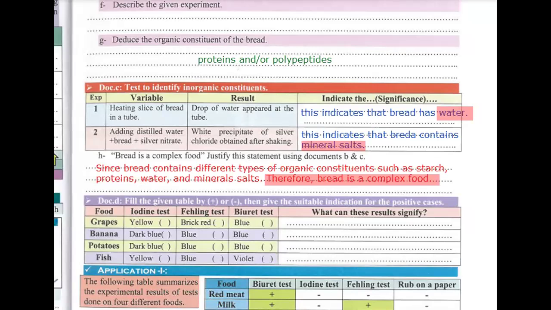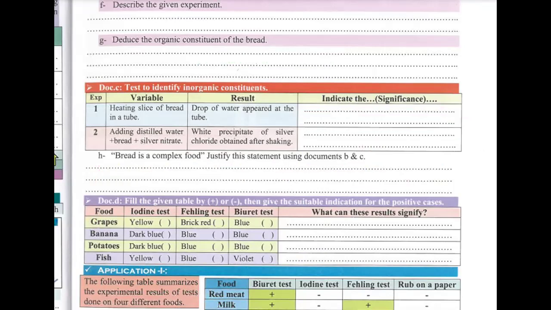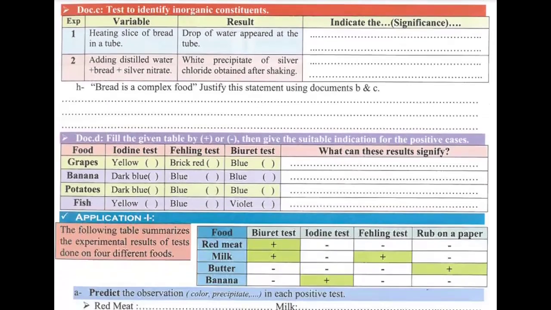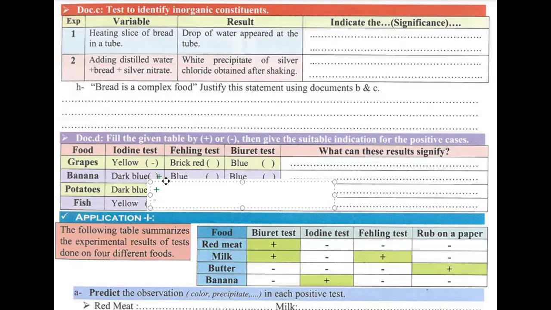Okay, I will finish this video with this application. Alright, we will put plus and minus for presence and absence. Let me erase this. I'll do it like this. Iodine test: if the iodine test is yellow or brown with the grapes, that means negative. The iodine test must be dark blue to be positive. So here positive, and here positive, and here negative.